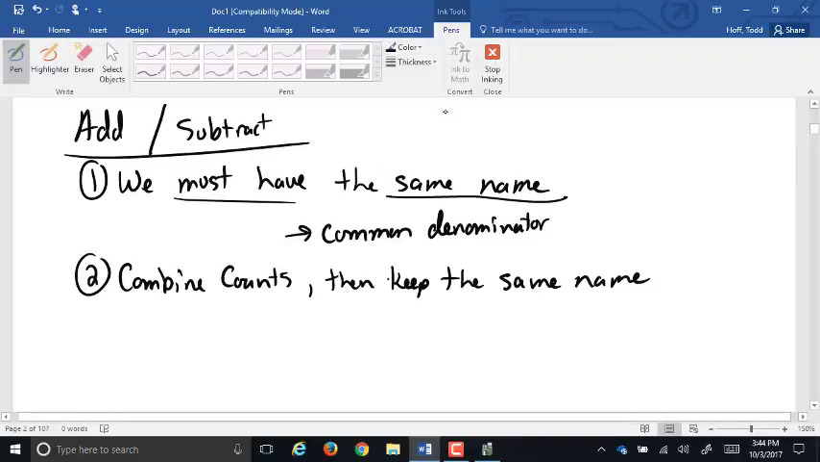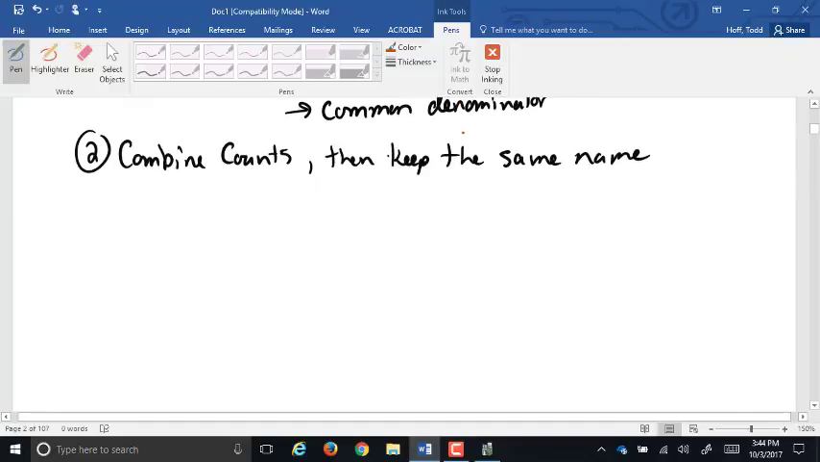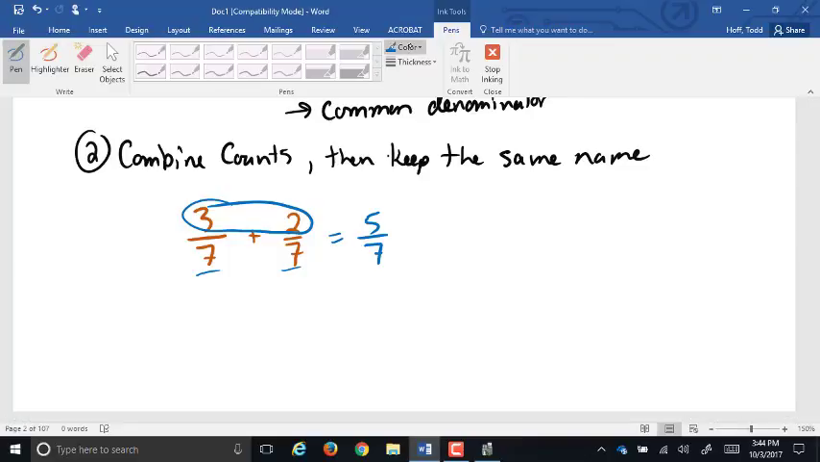So let's take a look at what that looks like. So if I have fractions that already have that same denominator, like 3/7 plus 2/7, they have the same name, so I can go ahead and add them. We combine the counts. That would be adding the numerators. 3 plus 2 makes 5. And then we keep that same name, which is going to be the 7th, the denominator of 7.